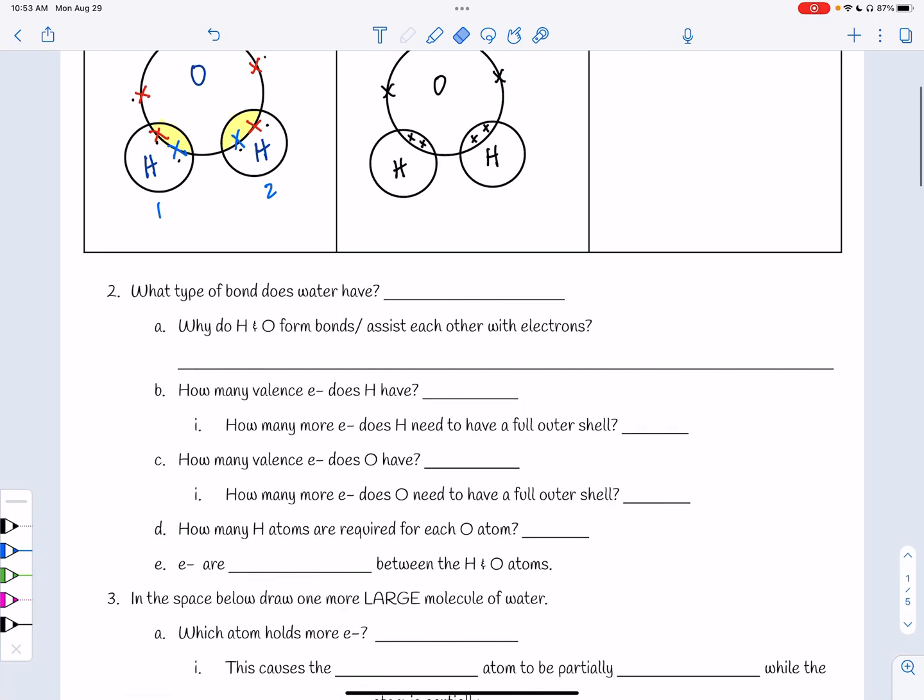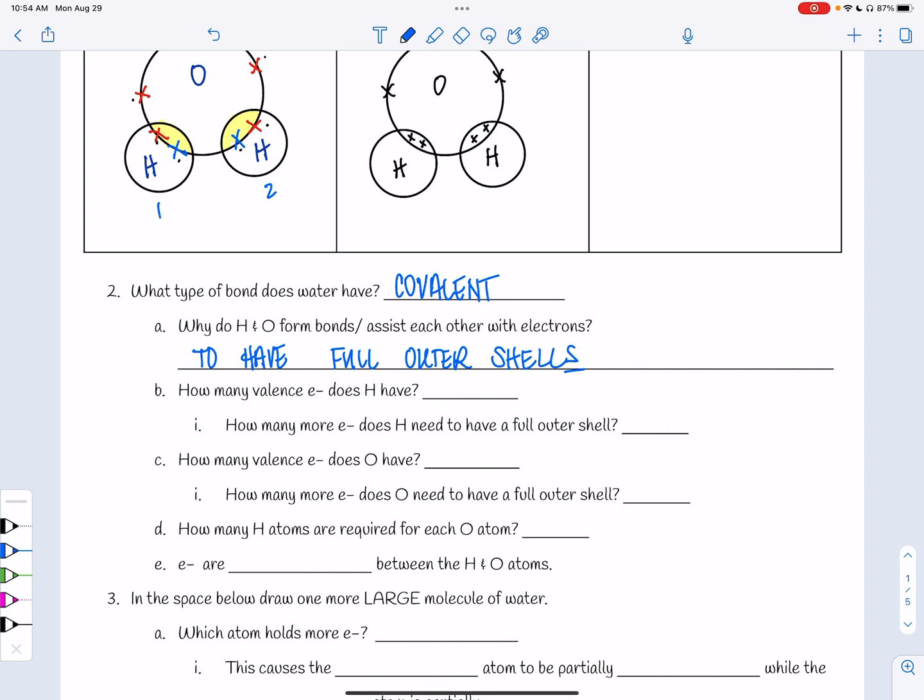Okay, and then in class we went over these ones too. What type of bond does water have? It has a covalent bond. And this is actually just a recap of the exam question that we did on Thursday. Why do hydrogen and oxygen form bonds, or why do they assist each other with electrons? It's to have full outer shells.